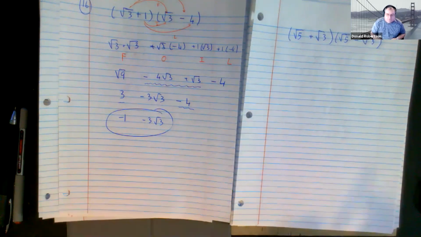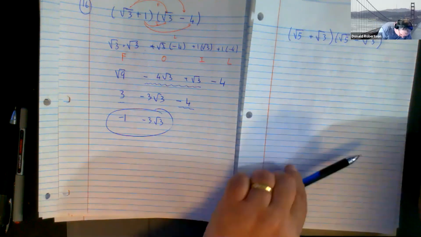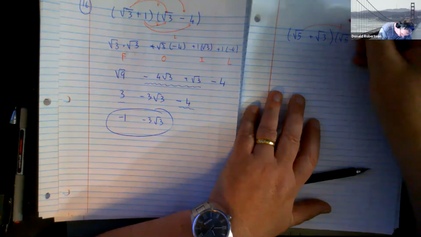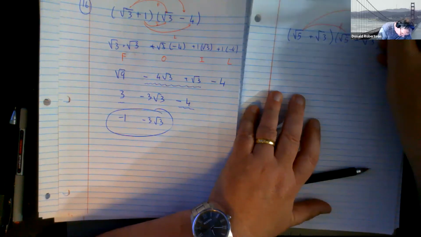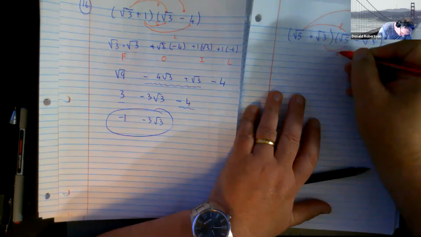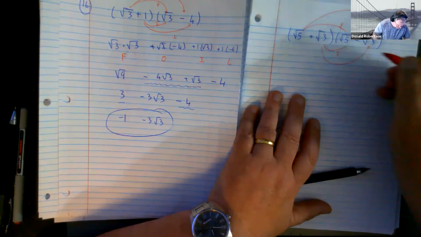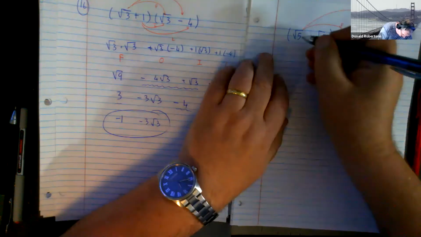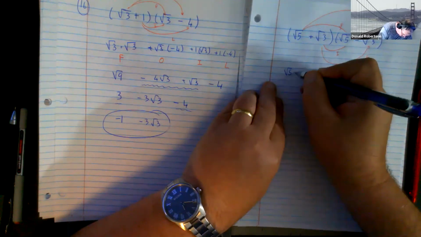Okay. It's going to be FOIL again. There's your first, there's your outer, there's your inner, and there's your last. I won't be doing all of this. Right, square root of 5 times square root of 5. I will write them down so I could do that in my head.